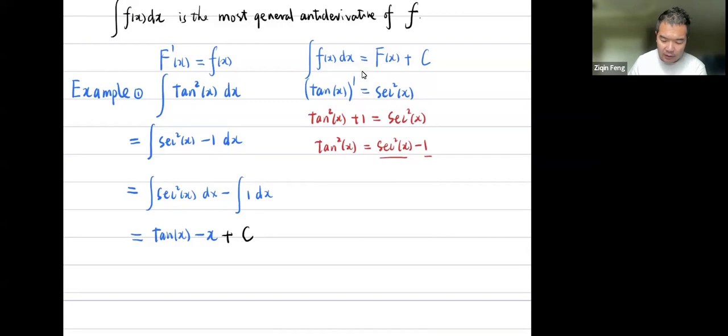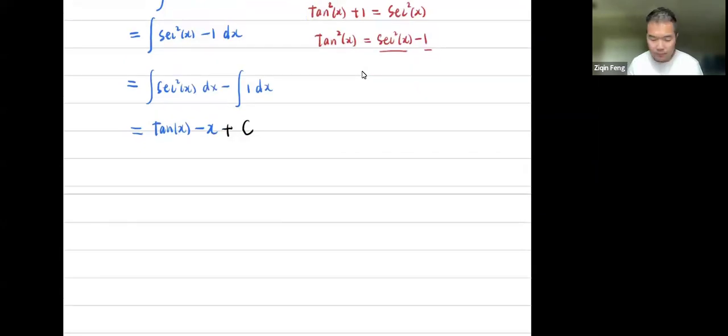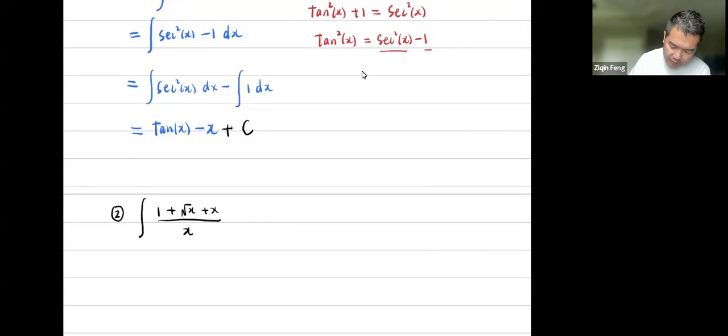Okay, now let's see another example, right? More examples. Example 2: here, let's try to figure out what's the antiderivative of this function. The integral of 1 plus root x plus x over x dx. So we are looking for whose derivative equals this fraction, right? Now, how do we do that?